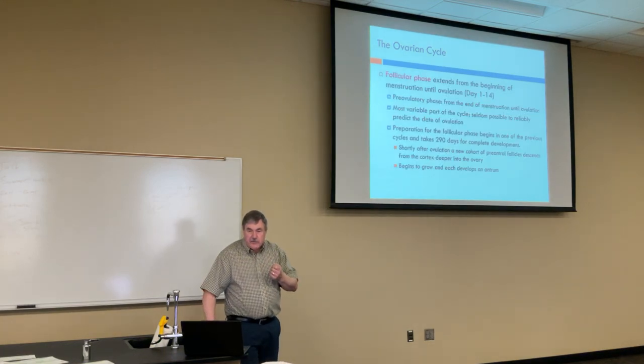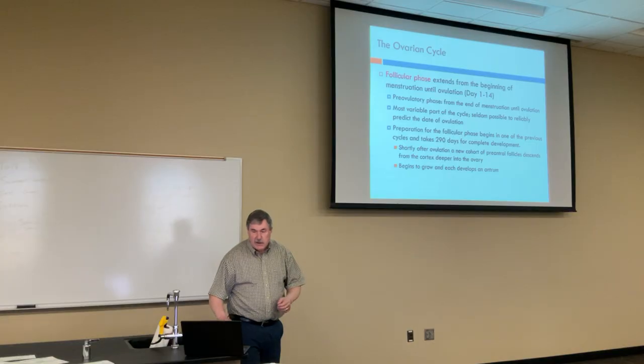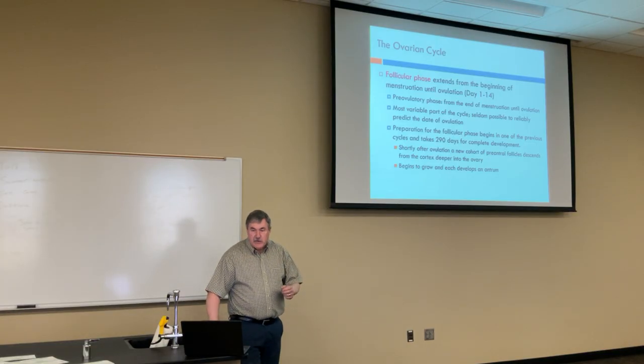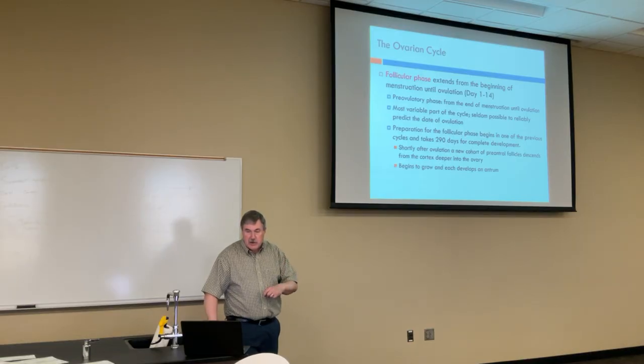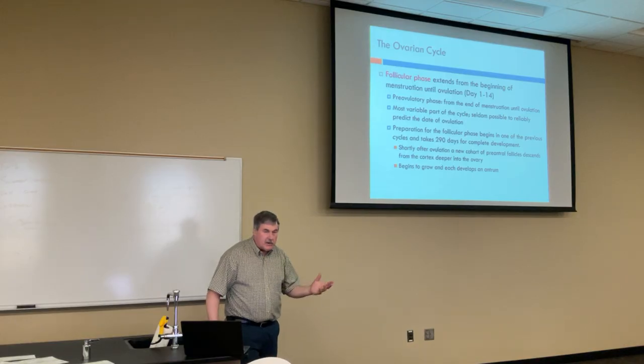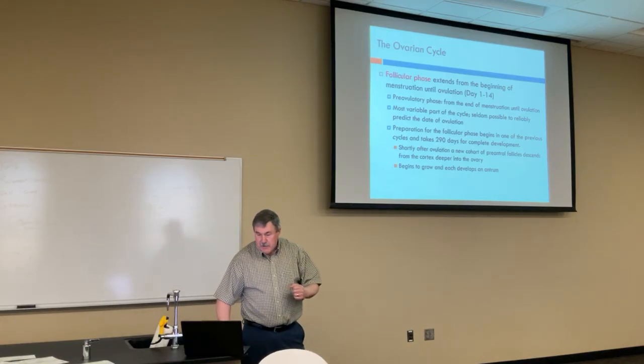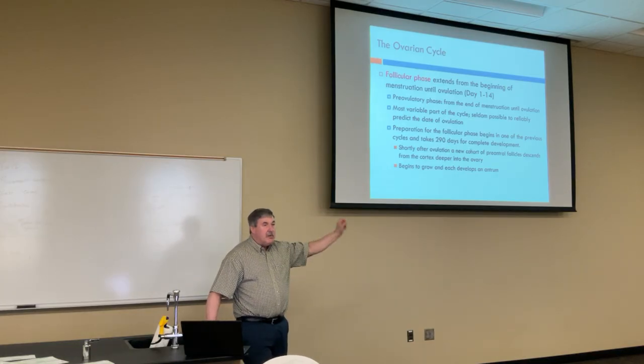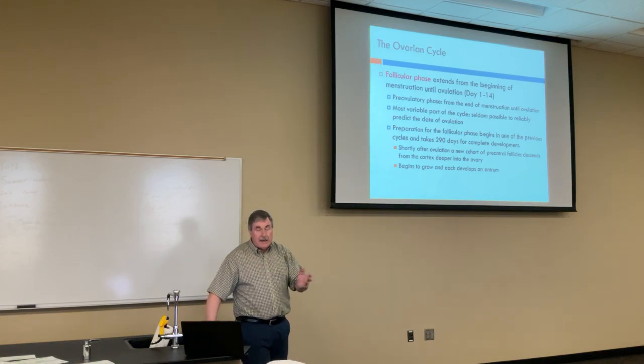So the follicular phase extends from the beginning of menstruation until ovulation, which is day 1 through 14 in an average 28-day cycle. The pre-ovulatory phase is from the end of menstruation until ovulation. And that's the most variable part of the cycle, and that's why it's difficult to predict the date of ovulation. Preparation for the follicular phase, though, begins in one of the previous cycles, and it actually takes a total of 290 days for complete development.